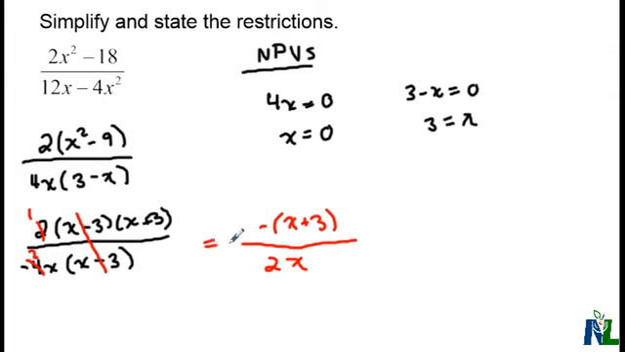And again, in order to maintain equality with the previous expression, I would need to state that x cannot be equal to 0, and x also cannot be equal to 3, and that's resulting from my NPVs, which I found earlier.